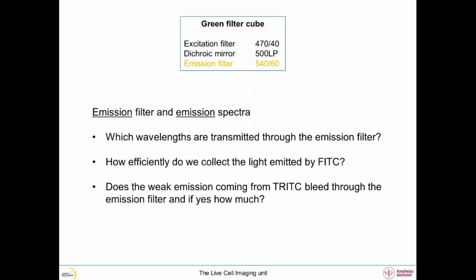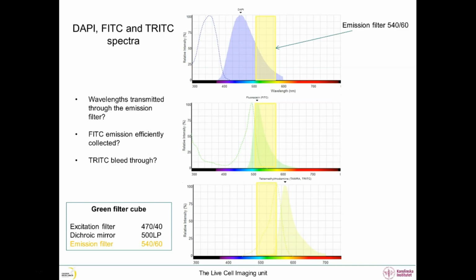Now, looking at the specifications of the emission filter and the emission spectra of the 3 fluorophores, we will answer the following questions. Which wavelengths are transmitted through the emission filter? How efficiently do we collect the light emitted by FITC? Does the weak emission coming from TRITC bleed through the emission filter, and if yes, how much? The emission filter is specified 540/60. The answer for the first question is thus that the emission filter transmits light from 510 to 570 nanometers.